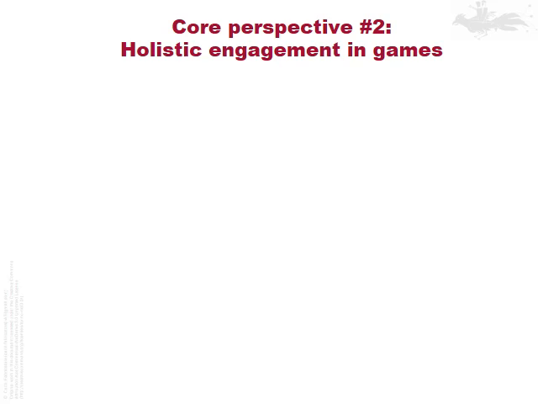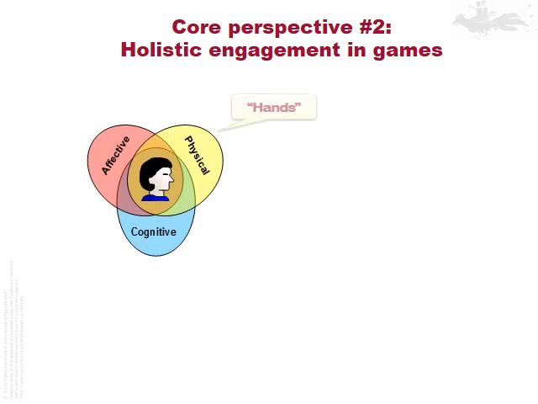The second perspective that we will present focuses on players' holistic engagement. Player engagement in games is a holistic phenomenon because it integrates affective, physical, and cognitive dimensions. In fact, when players play, they think, do, and feel, no matter what the game is about. These three dimensions of engagement affect each other, although some of them might be dominant depending on the game.